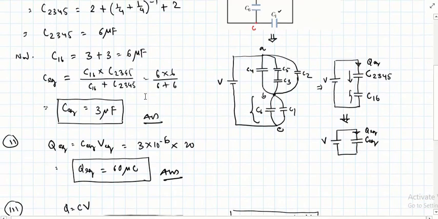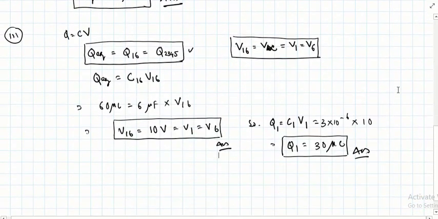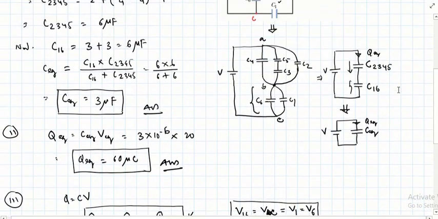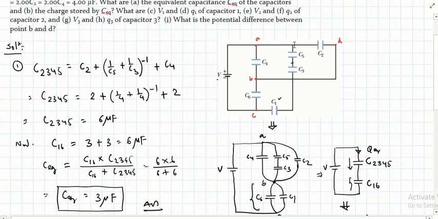You can also say that because you have the 20 volt, your C2345 is 6 microfarad, and C16 is also an equivalent 6 microfarad. So that means this 20 volt will be equally divided across the equivalent circuit C1 and C6, which is going to be 10 volt, and this equivalent of C2345 will also be 10 volt. Fine. I found Q1 and V1. Now the second question: I have to find the voltage across capacitor C2, that is V2, and also Q2.